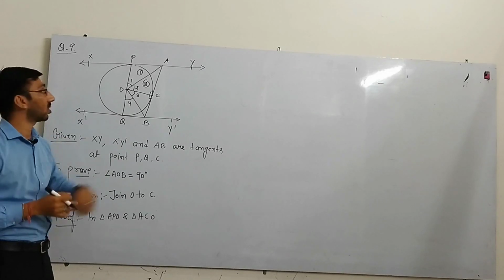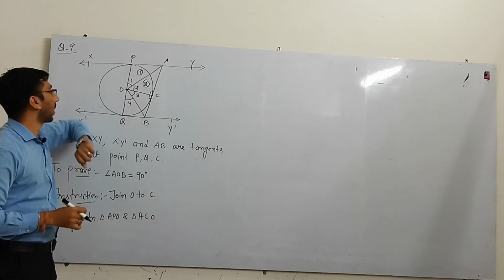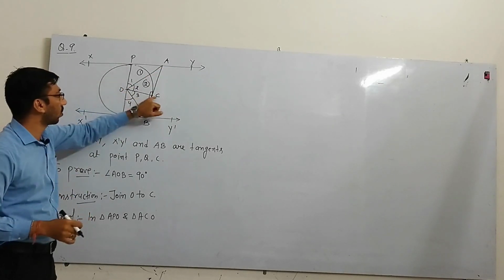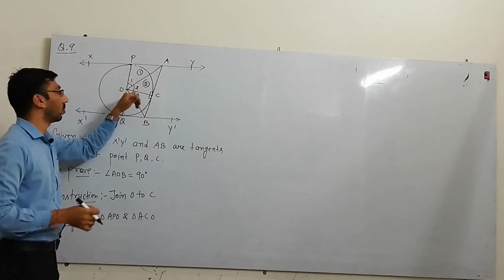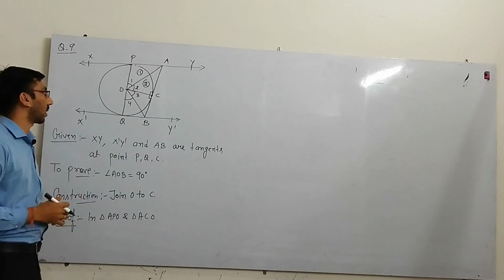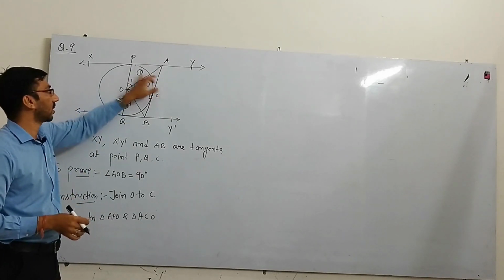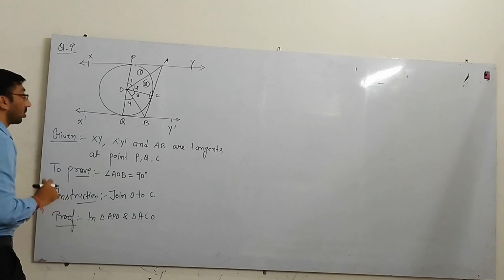These are the tangents from point A. Second, OP will be equal to OC, the radii of the same circle, and the third part is OA, which is common in both the triangles. So as you can see, by SSS they are congruent. So write down all these values.